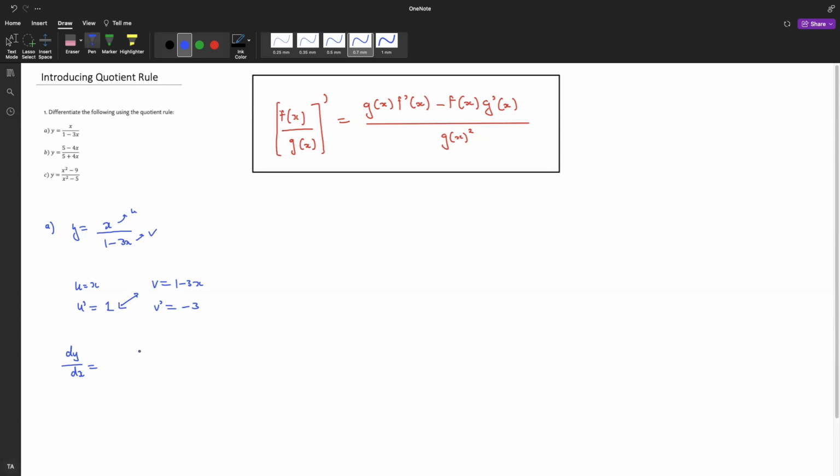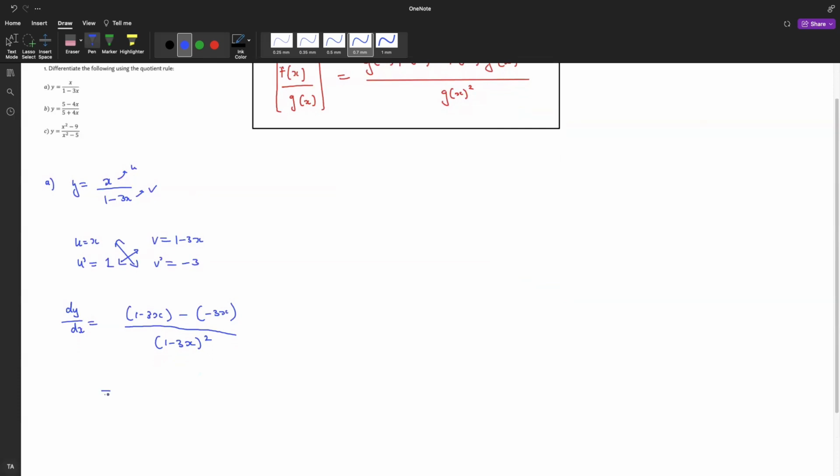That's just 1 times 1 minus 3x, which is 1 minus 3x. We put it in brackets because we're going to subtract now over the top. It gets a bit confusing sometimes. And now we do this: x times negative 3, which is negative 3x. Then we divide that by the bottom function squared, which is 1 minus 3x squared. To simplify, 1 minus 3x minus negative 3x becomes plus 3x, so these cancel out and you're just left with 1. So the answer is 1 over 1 minus 3x squared. And that's your derivative for the first expression.